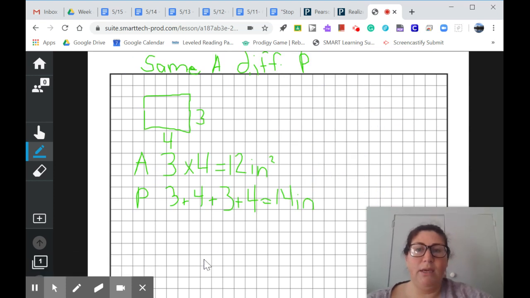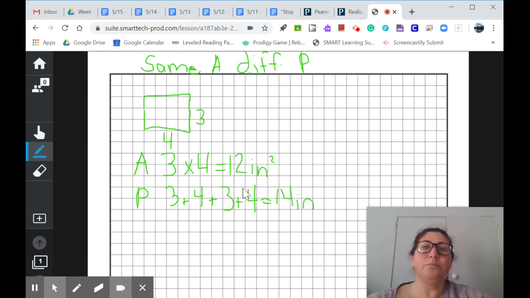Okay, so now we're thinking about shapes that have the same area but different perimeter. So the same amount that's inside and a different length outside. Again, I'm going to use my graph paper, but I have to switch my thinking a little bit. When I was dealing with the same perimeter, I was thinking about adding the sides together as I was trying to figure out a shape that would work.